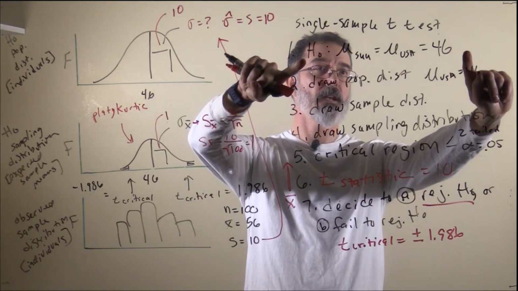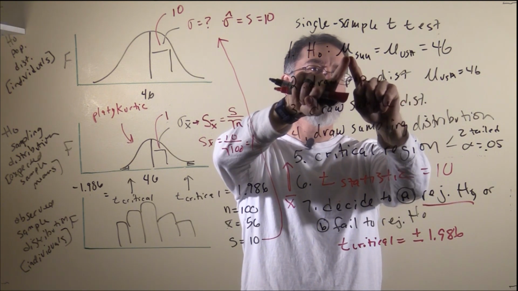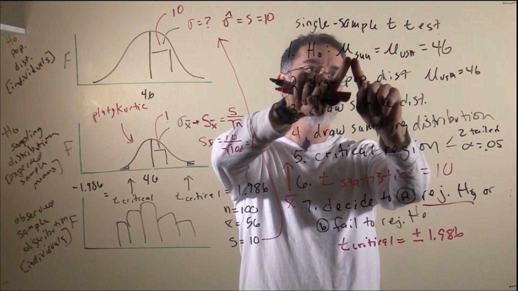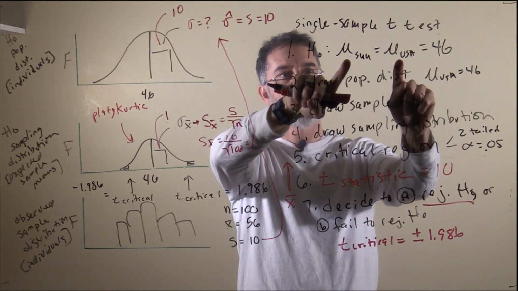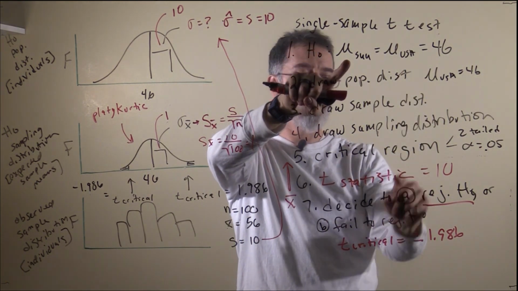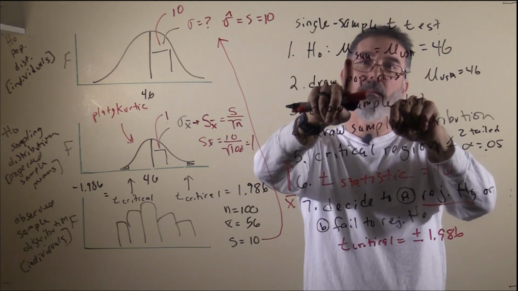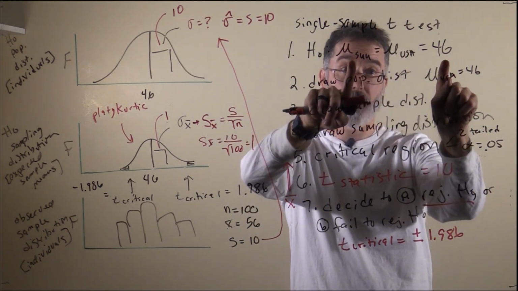All right, so we're rejecting that the population mean of SUU is the same as the population mean of Americans. So another way to say that is we're rejecting the idea that the population mean for SUU students is 46.